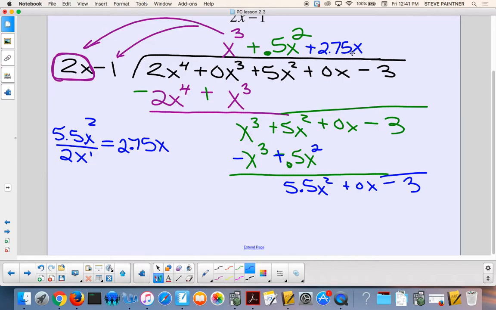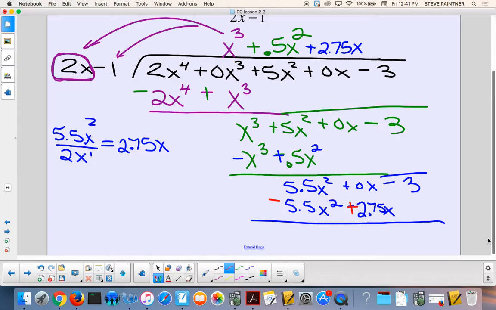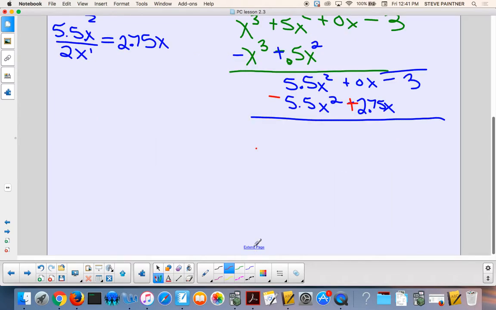2.75x times 2 is what? 5.5x squared. 2.75x times negative 1 is negative 2.75x. Subtract, change the signs, negative, positive, and nothing here. This makes 2.75x, right? Minus 3 when you bring it down.